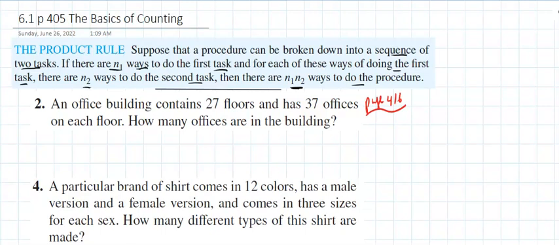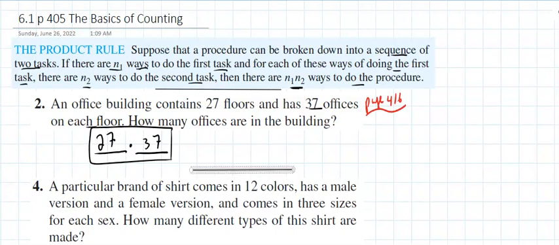An office building contains 27 floors and has 37 offices on each floor. How many offices are in the building? Well, here there are 27 floors and you don't have a choice. Each floor has 37 offices. So how many offices are in the entire building? That's the product of those, whatever that number is.